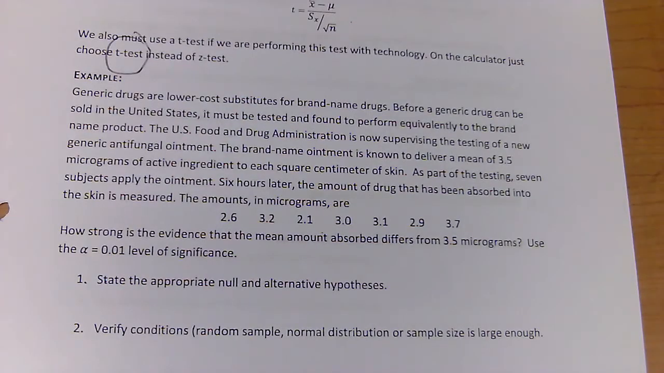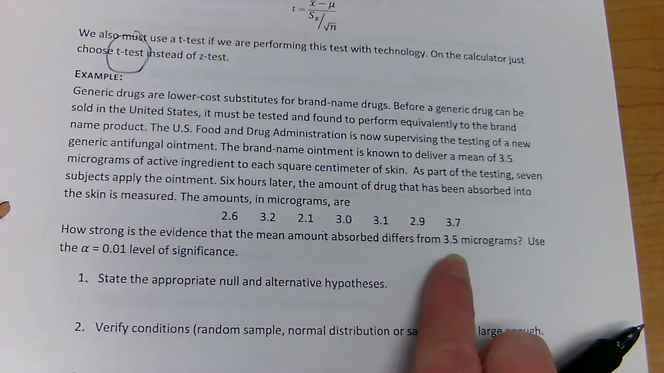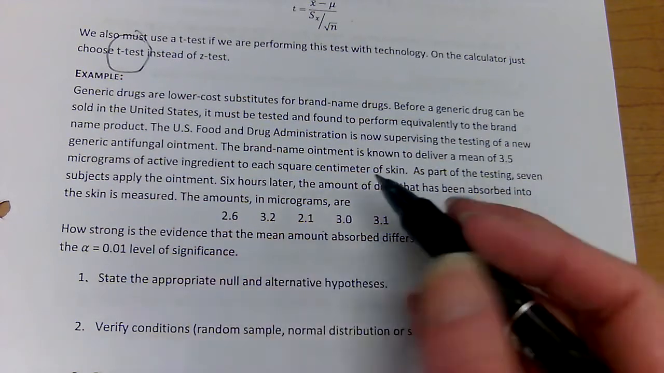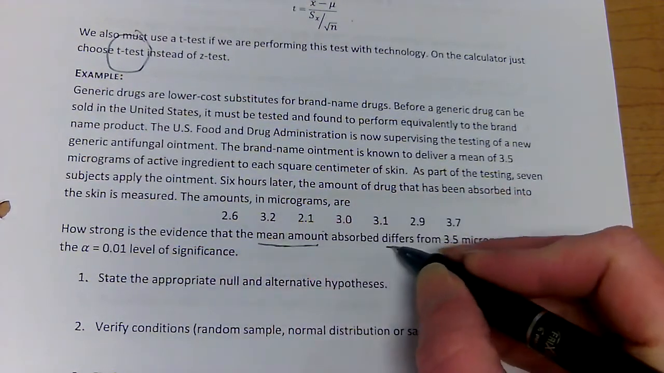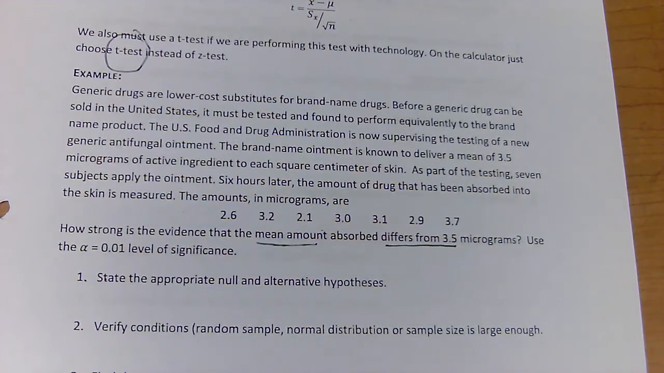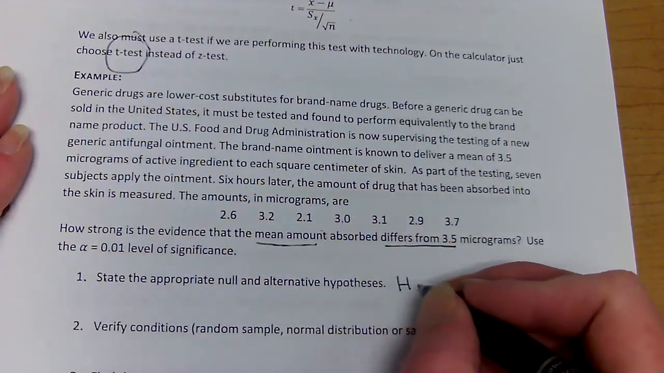Generic drugs are lower cost substitutes for brand name drugs. Before a generic drug can be sold in the United States, it must be tested and found to perform equivalent to the brand name product. So the FDA is now supervising the testing of a new generic antifungal ointment. The brand name ointment is known to deliver a mean of 3.5 micrograms of active ingredients to each square centimeter of skin. As part of the testing, 7 subjects were applied. 6 hours later, they checked it, and here are the amounts. How strong is the evidence that the mean amount differs from 3.5 micrograms? So let's talk about our null and alternative hypothesis.